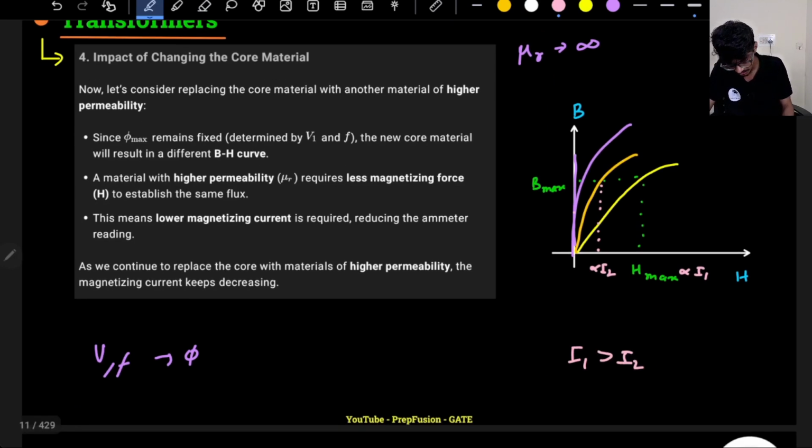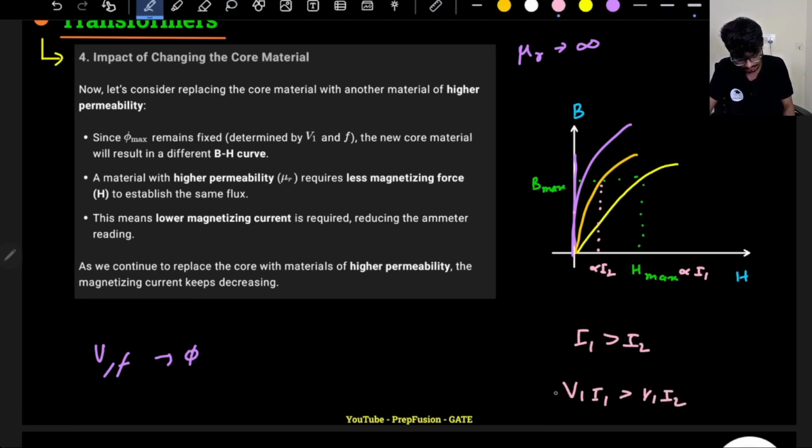If I1 is bigger than I2, and V1 is fixed, I know it's an AC quantity, we are just multiplying, then V1 into I1 will be greater than V1 into I2. This is power, right? So in the first case, I need more power than in the second case.